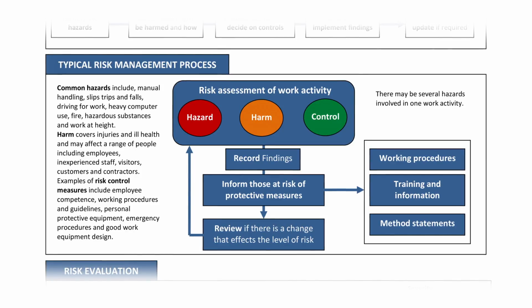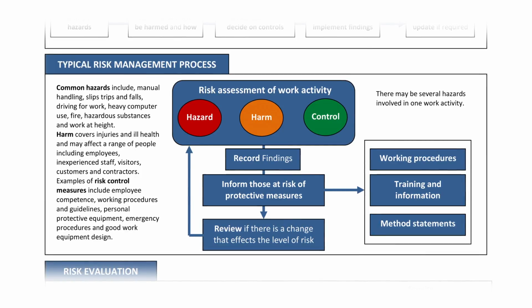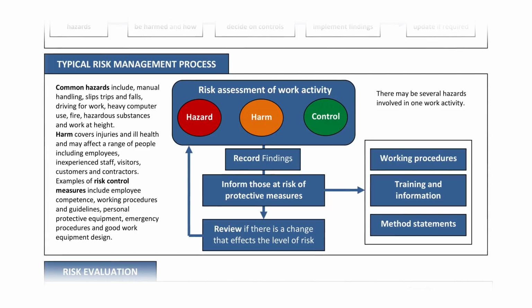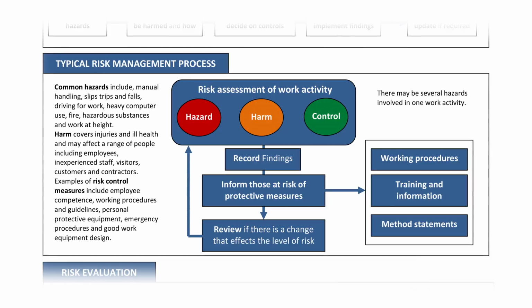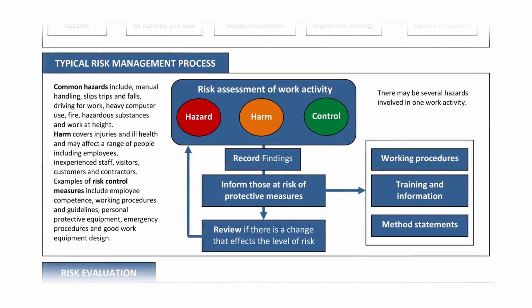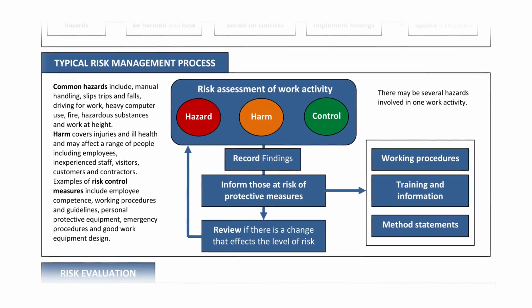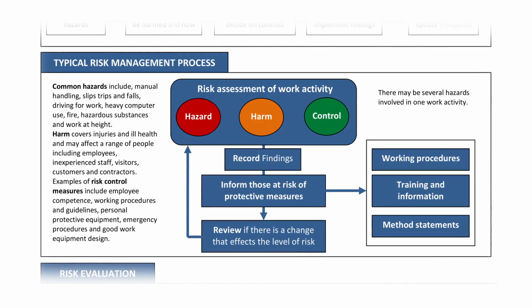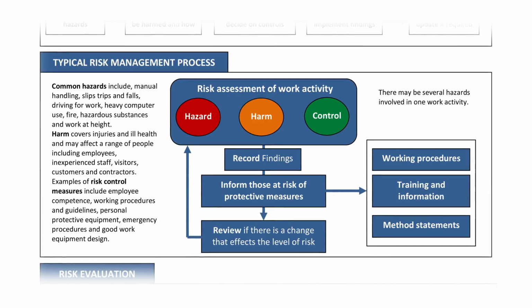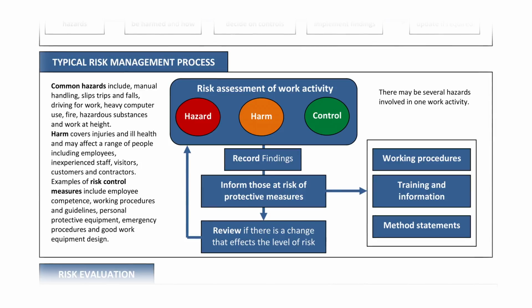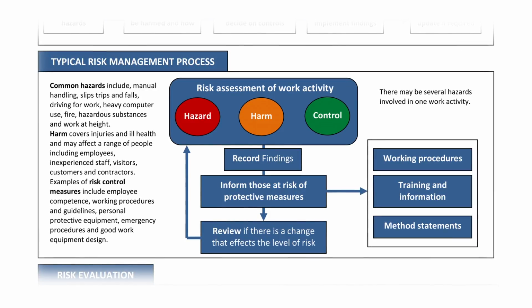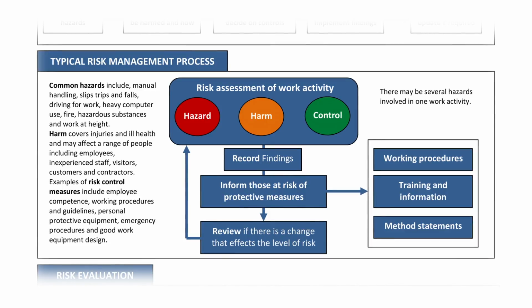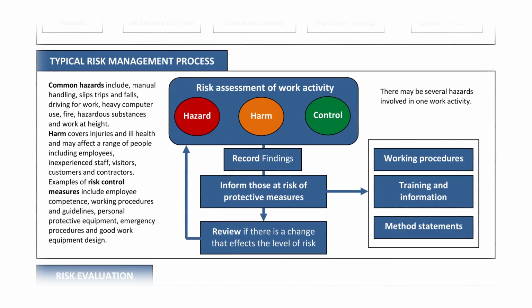The risk assessment of a work activity is simply broken down into the hazard, the harm, and the control measures. There may be several hazards involved in one work activity. You need to record the findings and, most importantly, inform those at risk of protective measures. And the way that you can do this is through working procedures, training and information, and by the use of method statements. And finally, you need to review if there is a change that affects the level of risk.